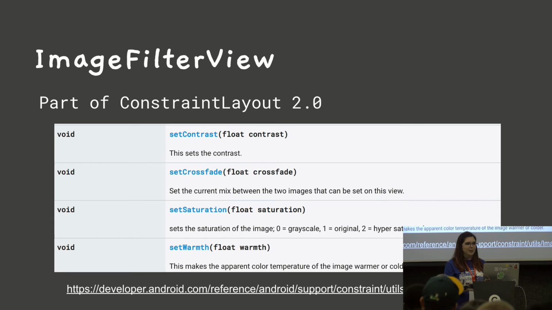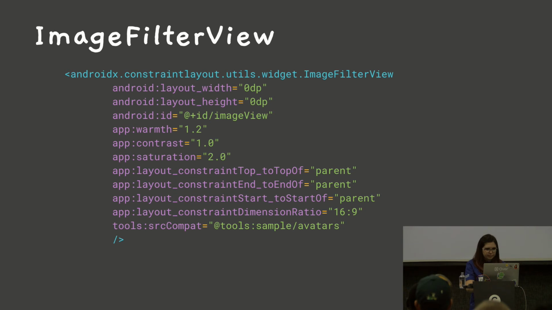So image filter view is an interesting one. This one was introduced in Constraint Layout 2.0, which is a bit of a weird package to package it in, but it's there, and it's actually really, really cool. Basically, the image filter view contains 4 methods that you can use. So you can set a contrast, a crossfade, a saturation, and a warmth. And that happens for you automatically.